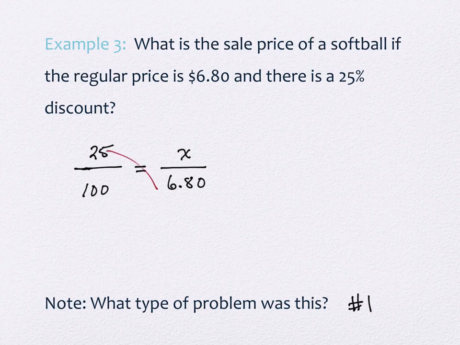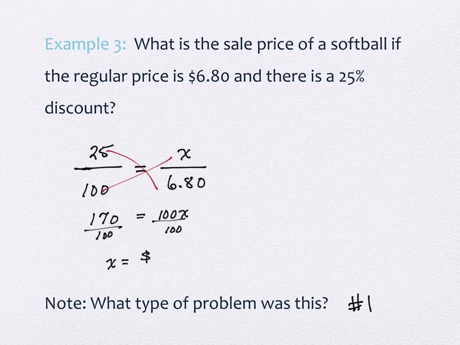Grab a calculator if you'd like. We have 25 times 680. I do not have this one written down, so if somebody wouldn't mind giving me that value, I'd appreciate it. Is it 170? Okay, great. And then the other side would be 100x. We'll divide by 100. What will x be in this case? Yeah, 1.7 or $1.70, right?